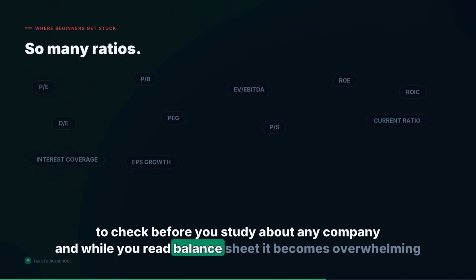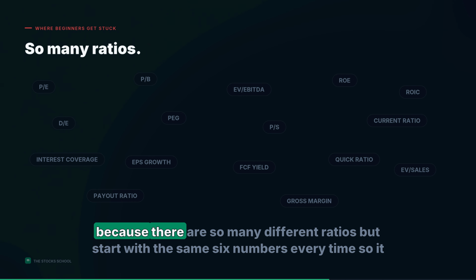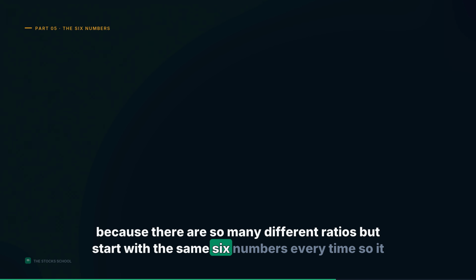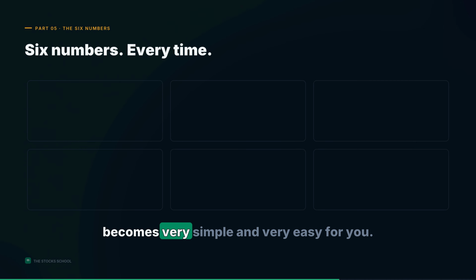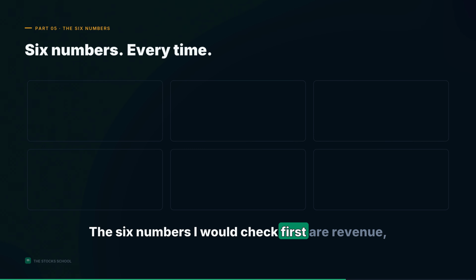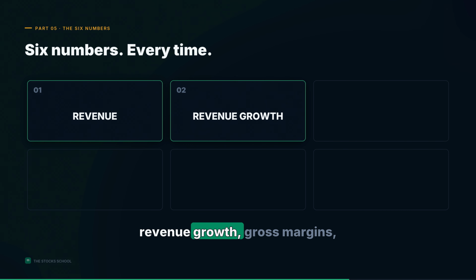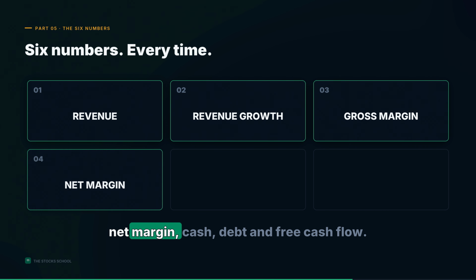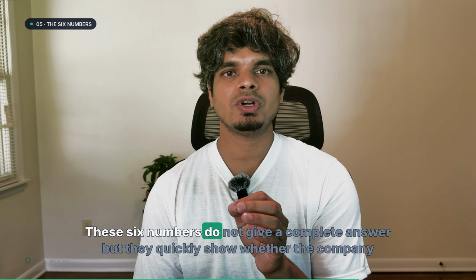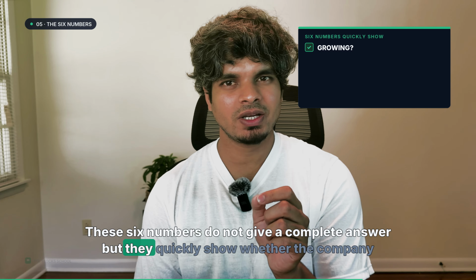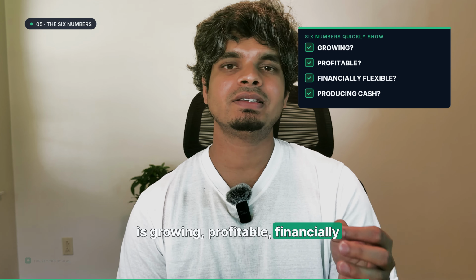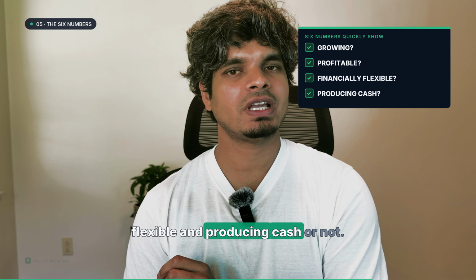And while you read financial statements, it becomes overwhelming because there are so many different ratios, but start with the same 6 numbers every time, so it becomes very simple and very easy for you. The 6 numbers I would check first are revenue growth, gross margins, net margin, cash, debt and free cash flow. These 6 numbers do not give a complete answer, but they quickly show whether the company is growing, profitable, financially flexible and producing cash or not.